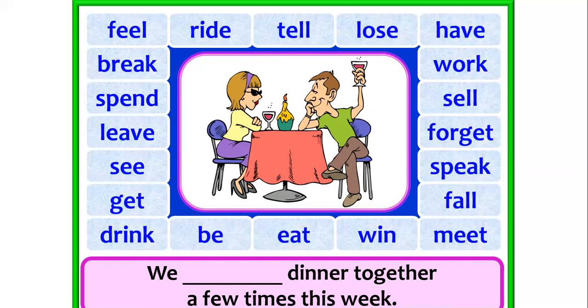Can we say we have dinner together? Wrong. Can we say we had dinner together? Wrong. The present perfect is verb to have plus the main verb in the past participle form. So if the main verb in the sentence is have, it doesn't matter. We will still use verb to have as a helping verb and then put verb to have, which comes as a main verb in this sentence, in the past participle form. So we say, we have had dinner together a few times this week.